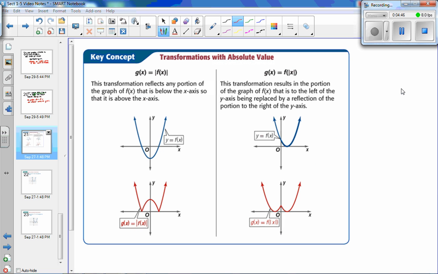Here's a picture of the key concept from your textbook. Again, it shows if you take the absolute value of f of x, then you can see what happens. The part that was below the x-axis was reflected above the x-axis. And if you are evaluating f of the absolute value of x, then it takes this positive portion, this part here, and reflects it across the y-axis, so then that part ended up creating this section over here.